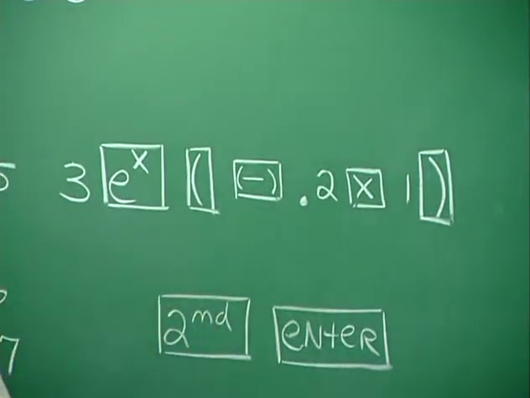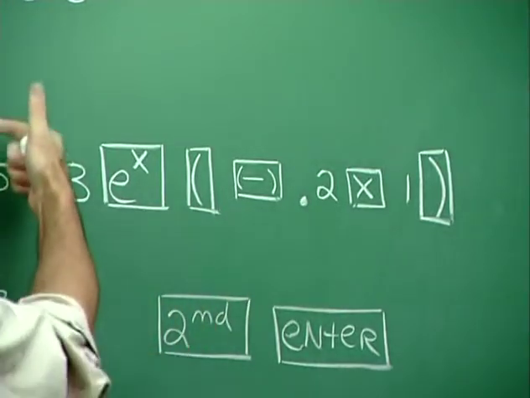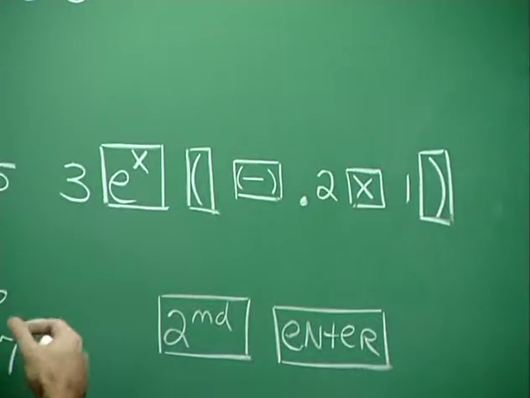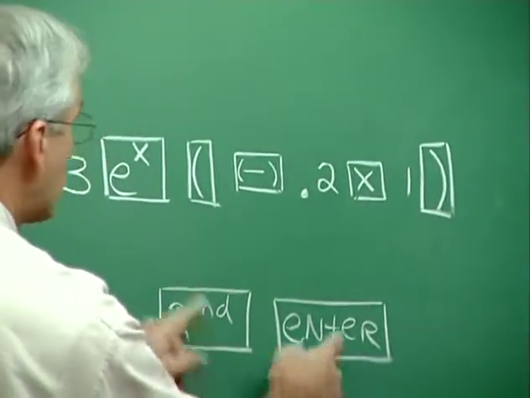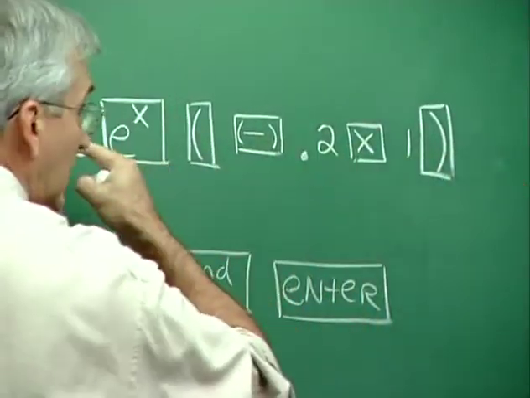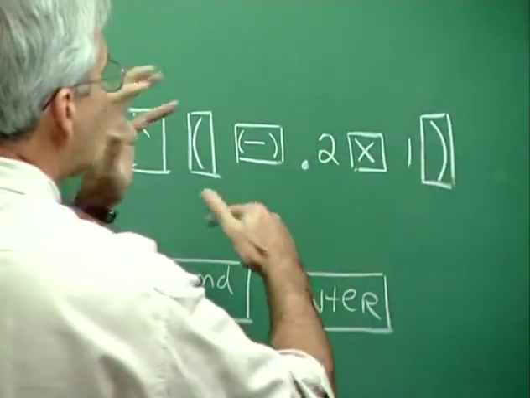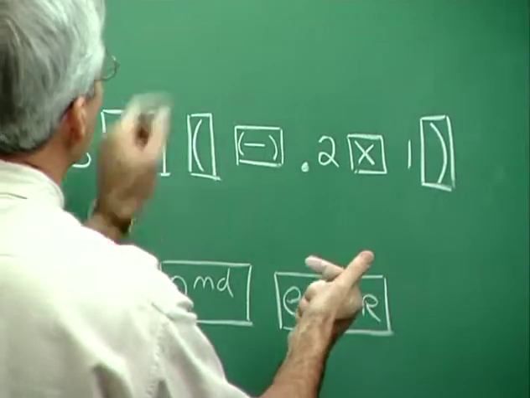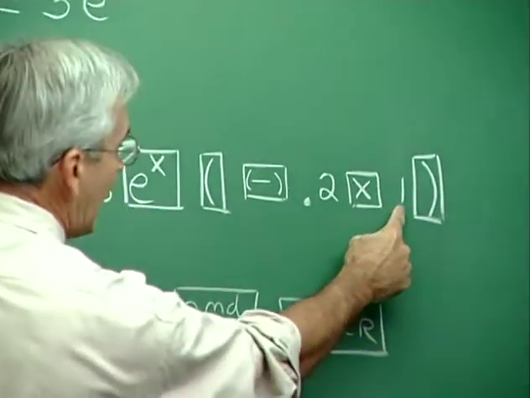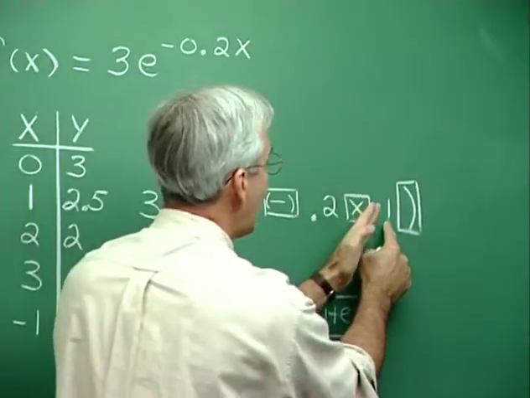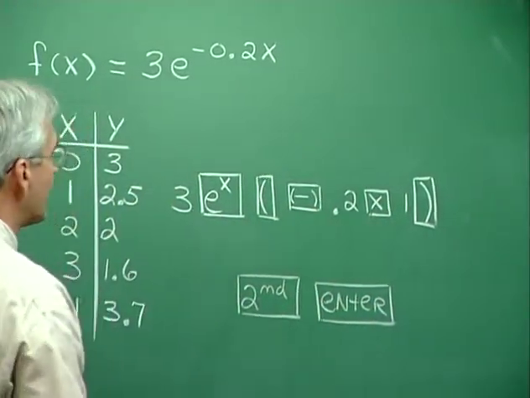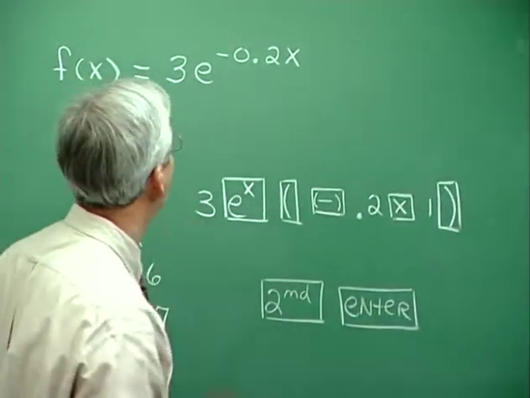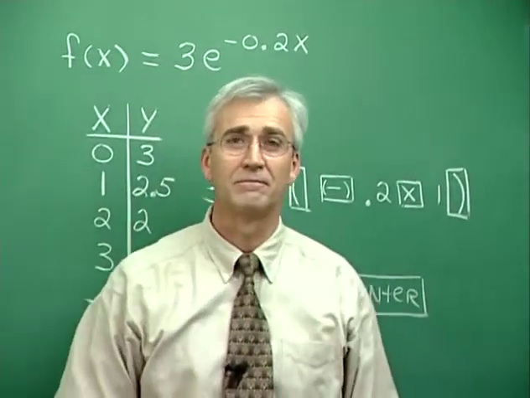It's approximately 2.5. And to evaluate for other values of x, we would again go through that idea of pressing second enter. You see in the display, the calculator will display this, and then change the value for the x that we're talking about. Now remember, the x here was 1. Just change that value, press enter, and boom, we have another value to put into our table.